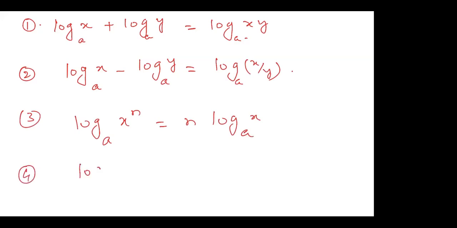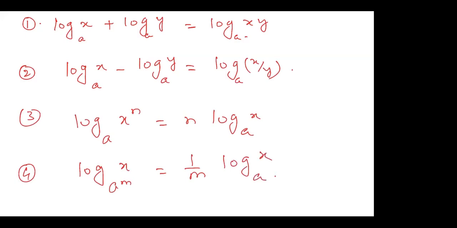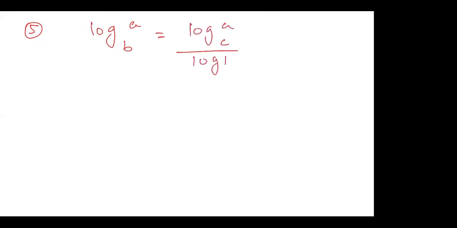Fourth, log x with base a to the power m is 1 by m log x with base a. You have to remember one more formula for this. If it is written log a base b, this is called the base changing formula: log a with a base c upon log b with a base c. Very, very important formula. You have to remember it.